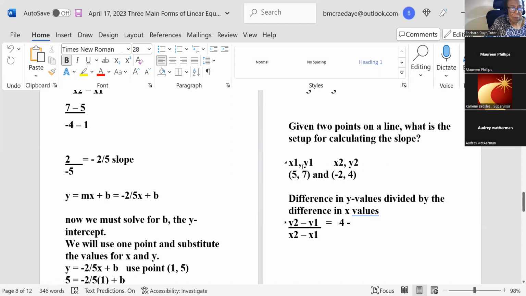Audrey, wait a minute. Wait, Maureen, wait a minute. Audrey, do you see where my cursor is moving? Okay. Now, I labeled each one of these points, right? I took the 5 and the 7. I made the 5 X1 and the 7 Y1. I made the -2 X2 and the 4 Y2. Now, all I want you to do is substitute those values that I labeled in this expression. So Y2 is a 4. So what is Y1, Audrey, up here?